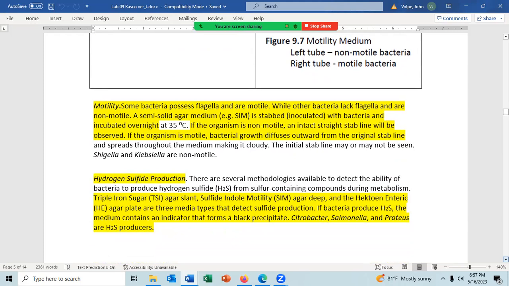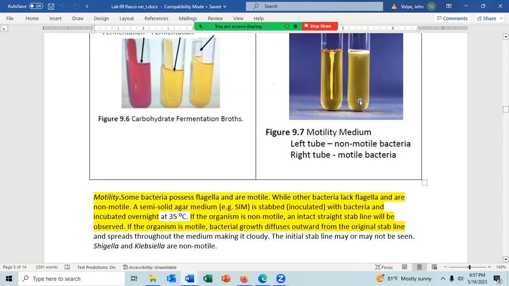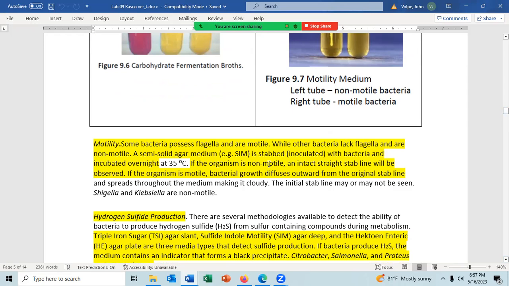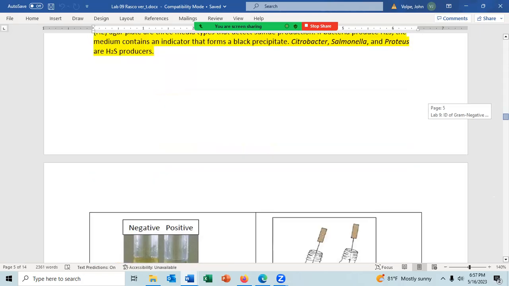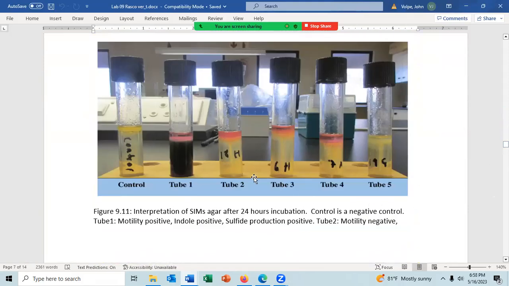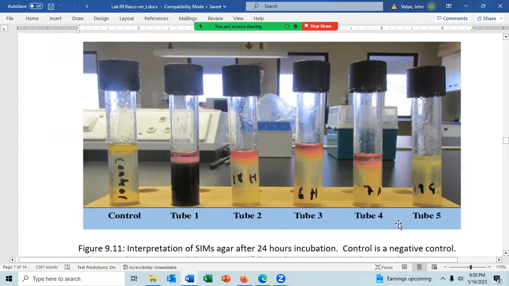You can do the motile test in motility media, which only looks at the motility of the bacteria. You can also do the motility by inoculating a SIMS tube, where you stab inoculate the sulfur indole motility test. And this test will look at more than one thing. Let's see, right here. If the bacteria grow only in the stab mark shown here, then it's not motile. And if the bacteria go everywhere, that's why it's black everywhere, then it's motile.